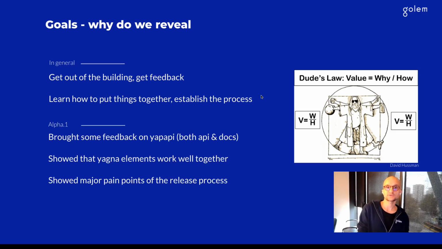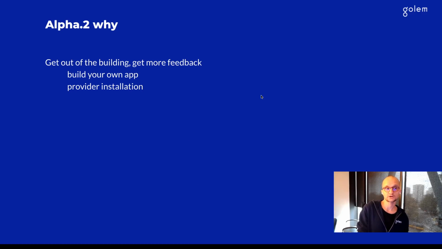And so the Alpha 1 brought some feedback about the API, but also about all the elements inside of new Golem and how they work together. We've diagnosed some pain points, and oh man, I can tell you, this release went much, much, much smoother. And we want to get out there, get feedback. Now the Alpha 2 is about people building their own applications, and we want to learn how they use new Golem.